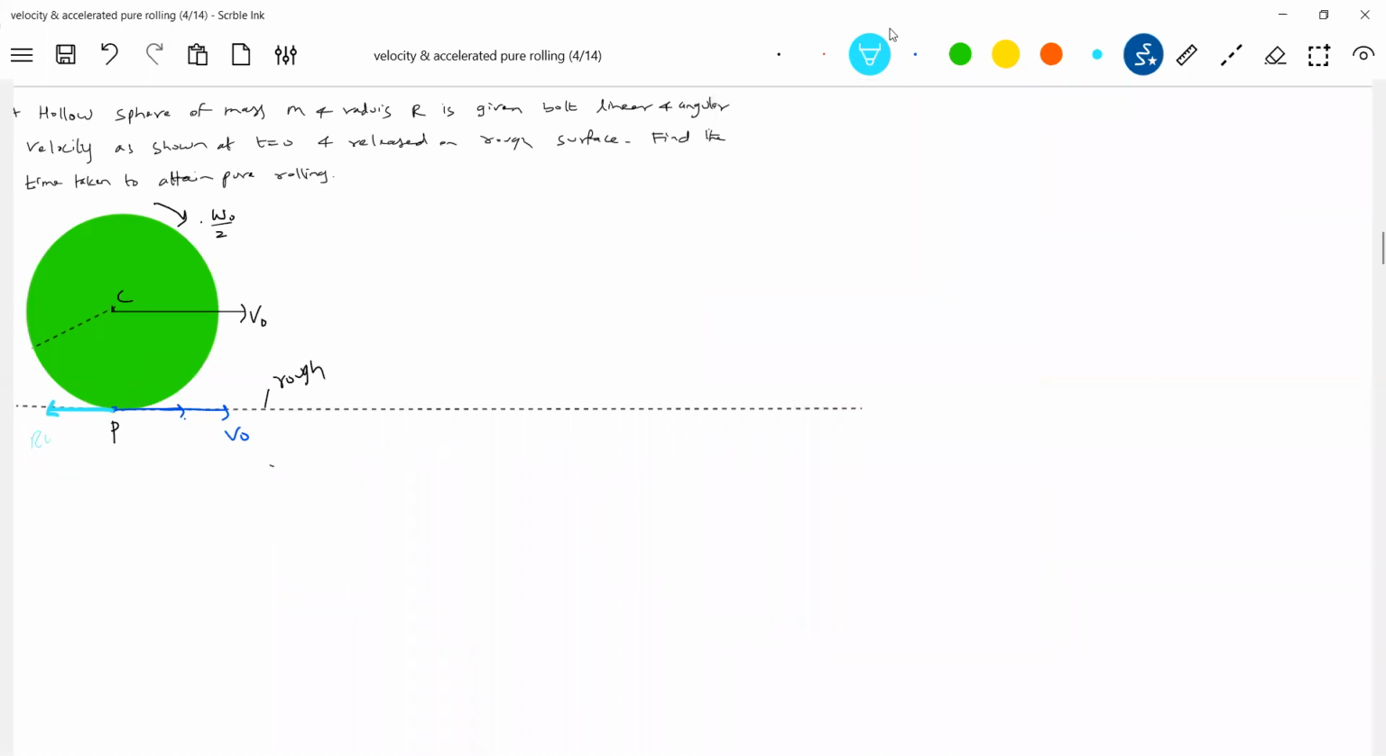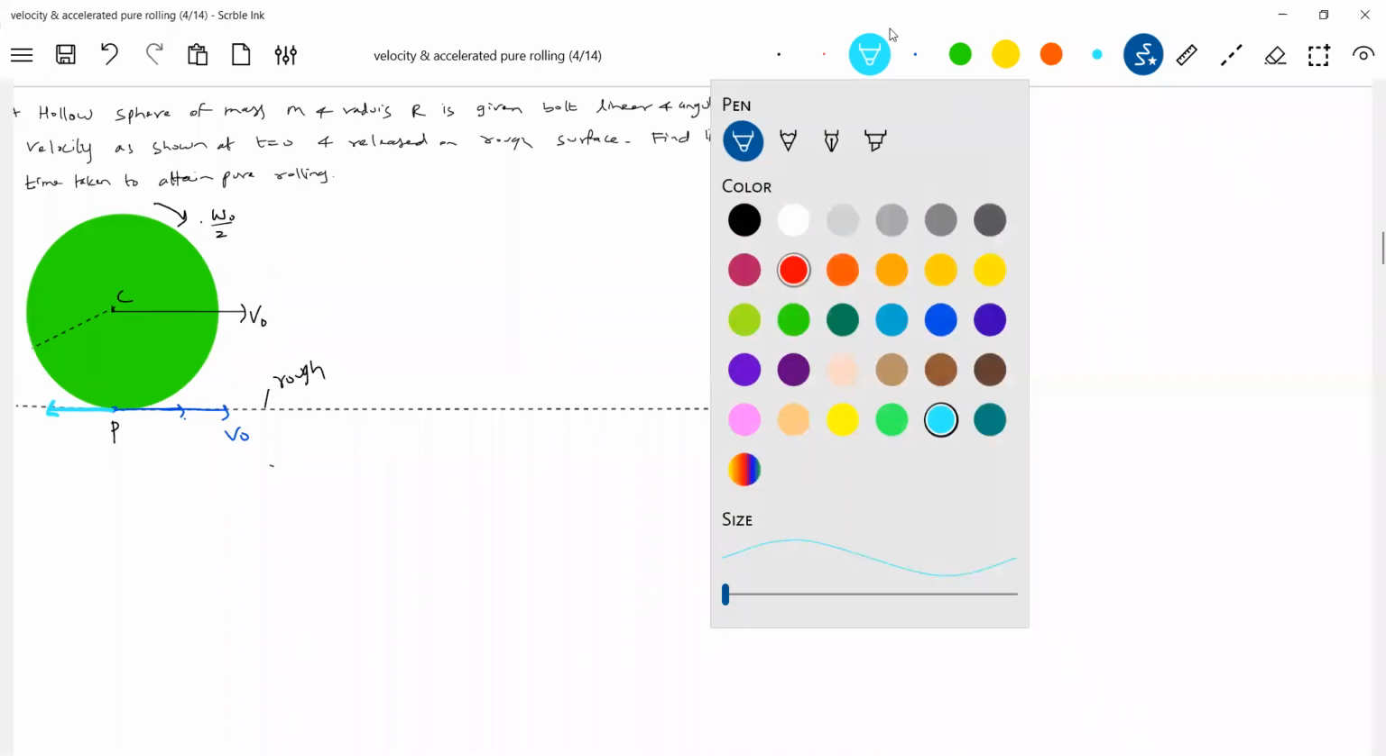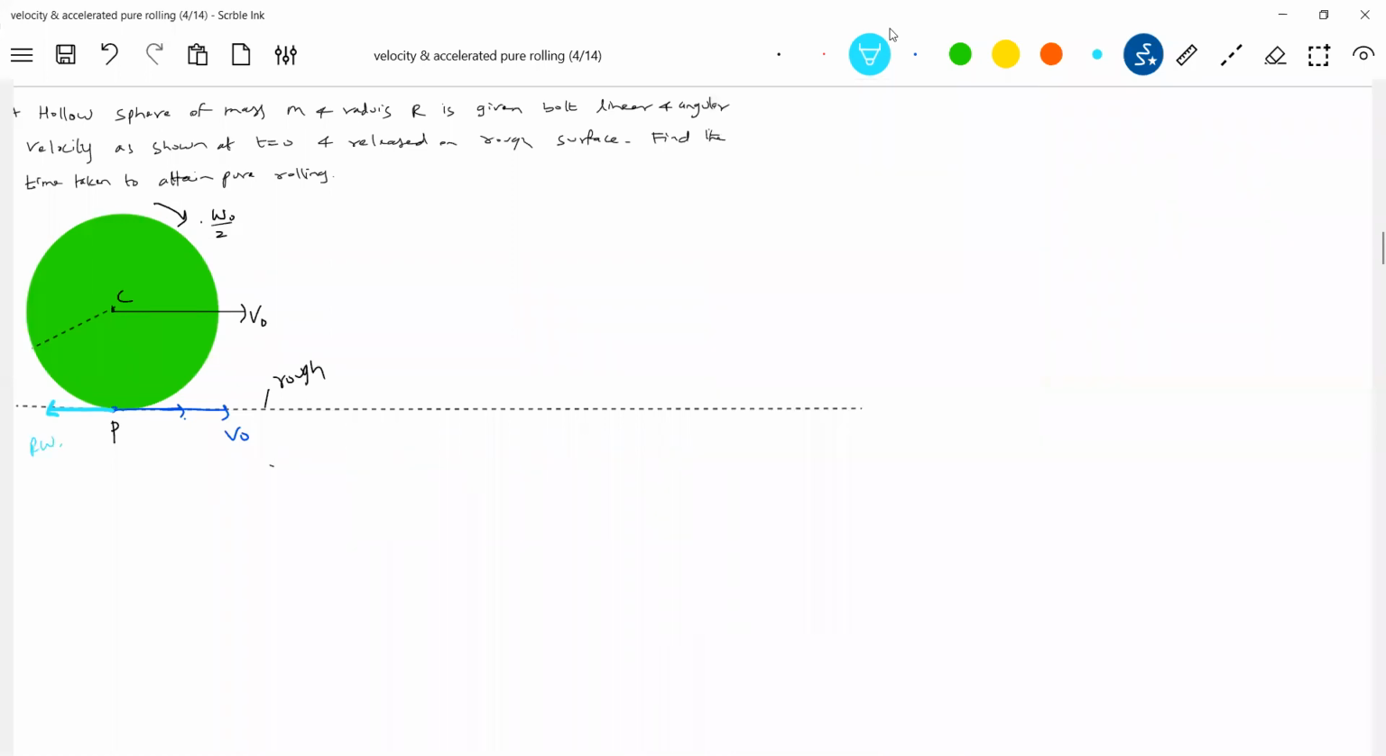No, this is R omega naught by 2. We know the basic idea: V naught equals R omega naught. So definitely V naught is greater than this. So how will the resultant velocity be? The resultant velocity will be directed towards the right.